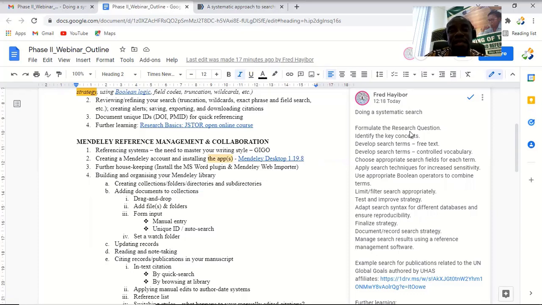Of course, there are others like SPIDER, ECLIPSE. Even with the PICO, there is a qualitative variation of it. The PICo with a small o, where the P is actually population or what you might call demographic characteristics in a qualitative search. And the I is phenomenon of interest. And the Co, the C with a small o, refers to context.